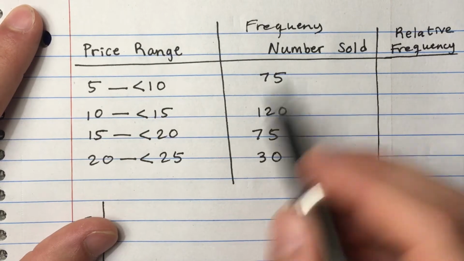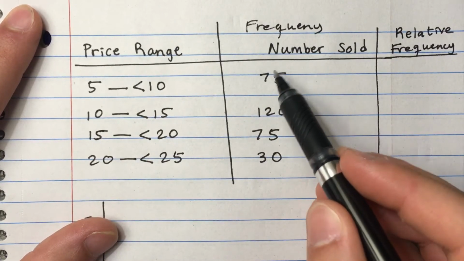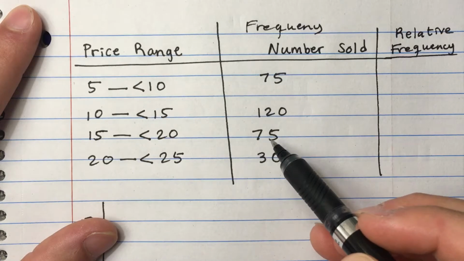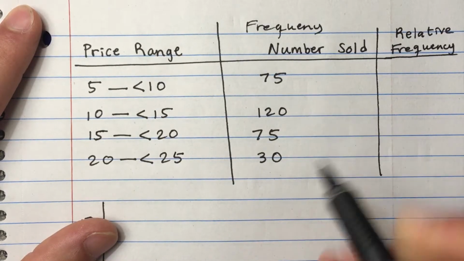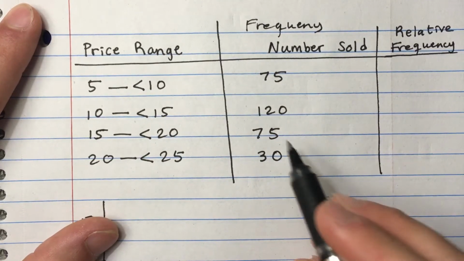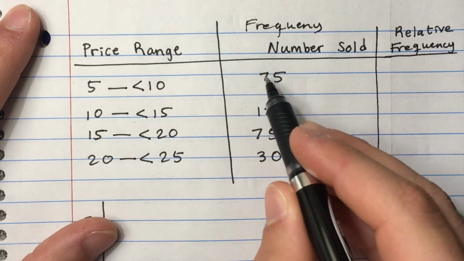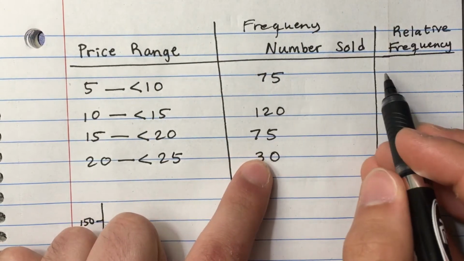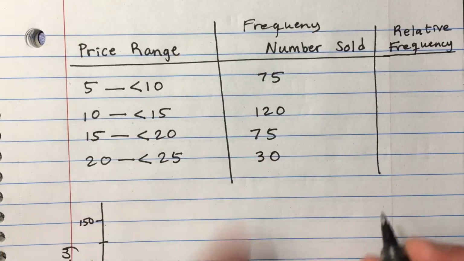So the way we calculate the relative frequency, first we got to add all the frequencies. So 75 plus 75, that's 150. 120 plus 30, that's 150. So the total is 300. Then you divide each individual frequency by the total, which is 300, and you get a fraction, and you add up all these fractions, you should get 1.0 to make sure you got it right.